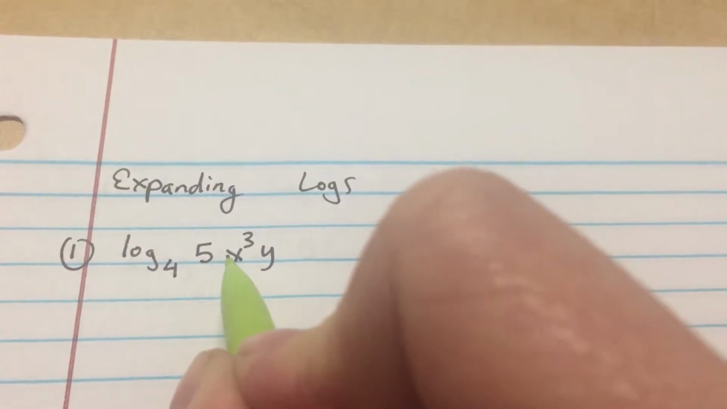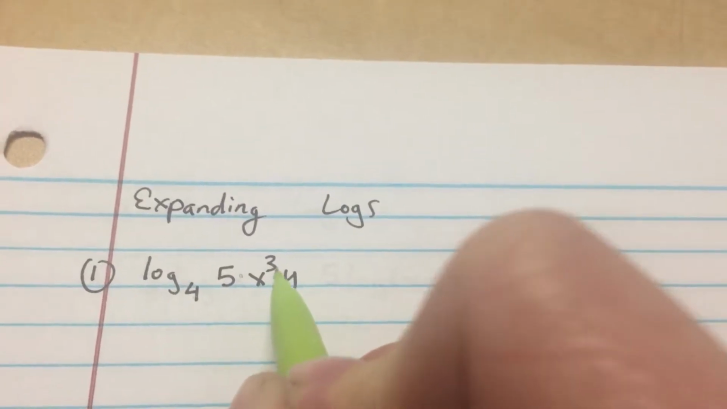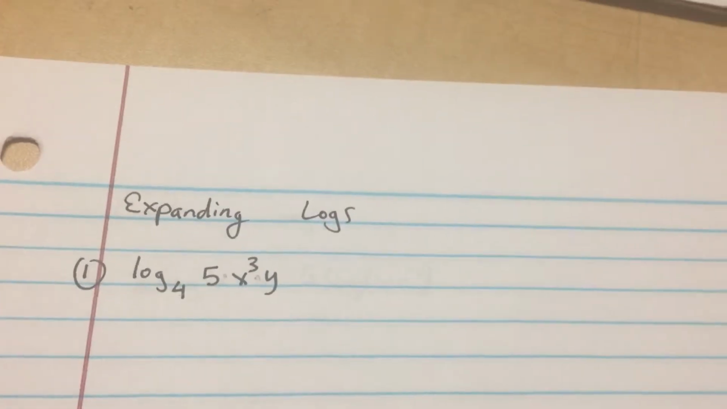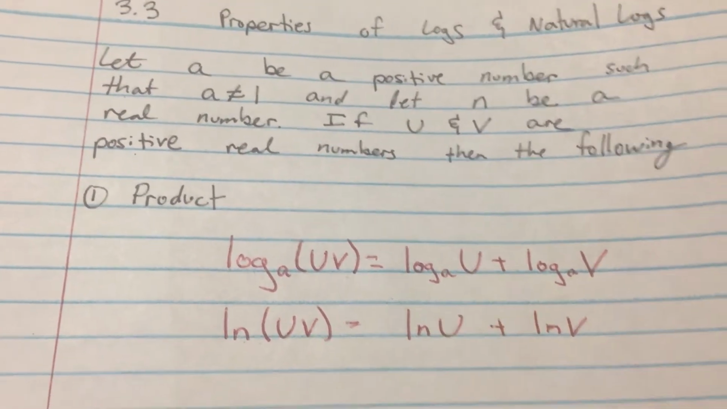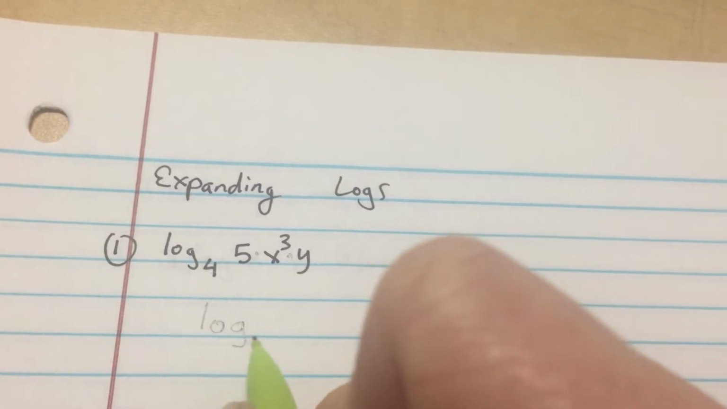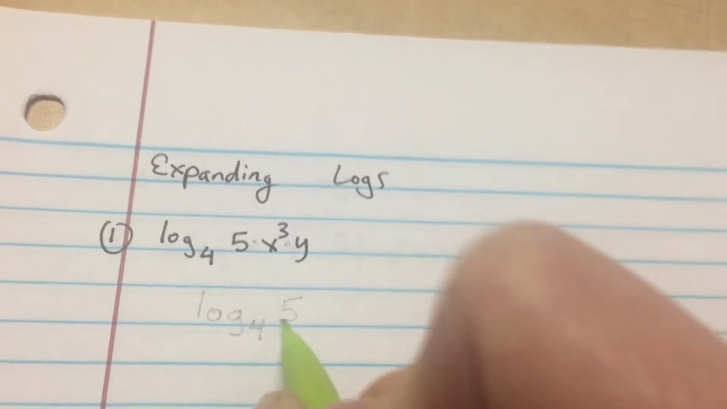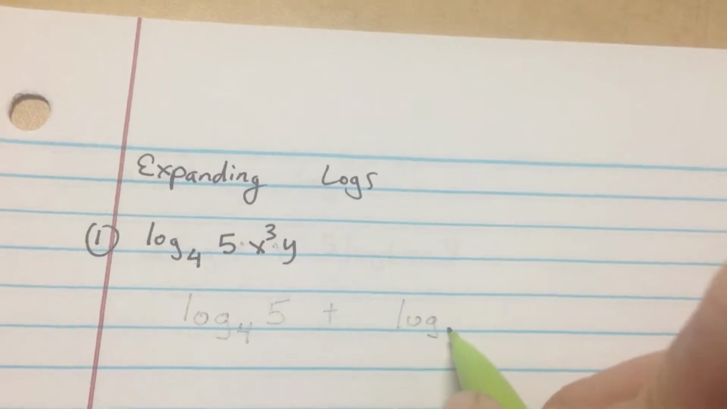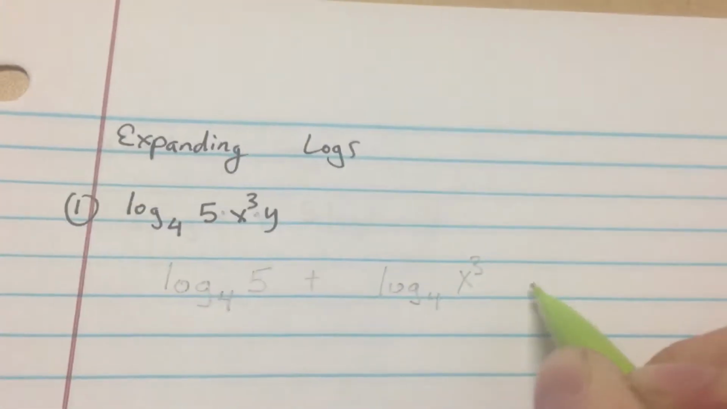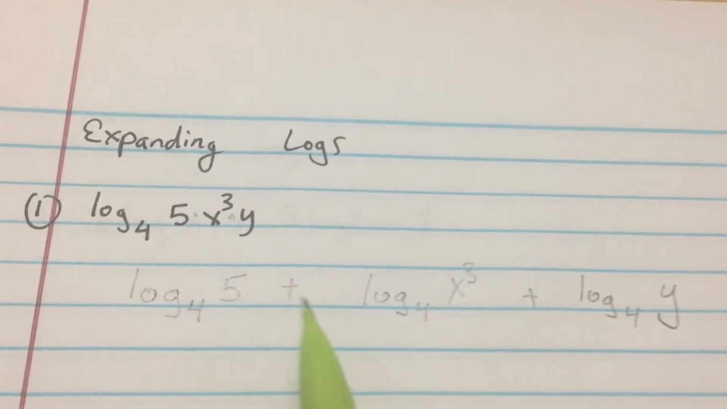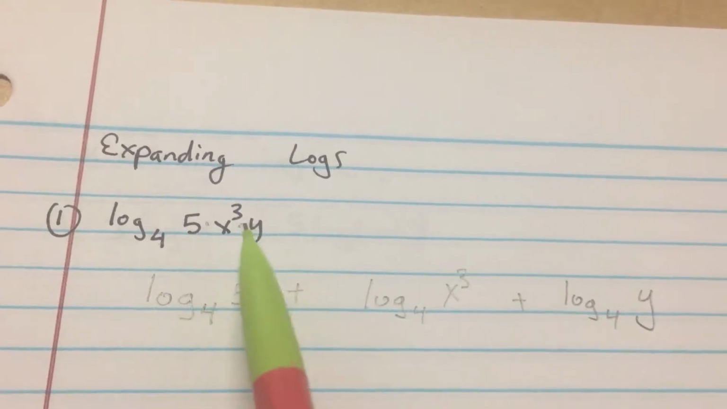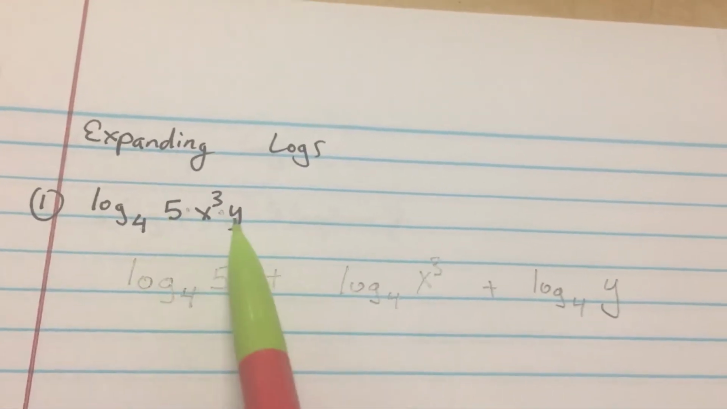So first things first, I know that they're all being multiplied. So my multiplication rule tells me that if I multiply, I can change all those values to addition. So I'm going to use that property right here. So what does that look like? Log base 4 of 5 plus log base 4 of x cubed plus log base 4 of y. Right? So again, if I multiply these together, it'd be 5x cubed. And if I multiply that back in, I would be right back here.